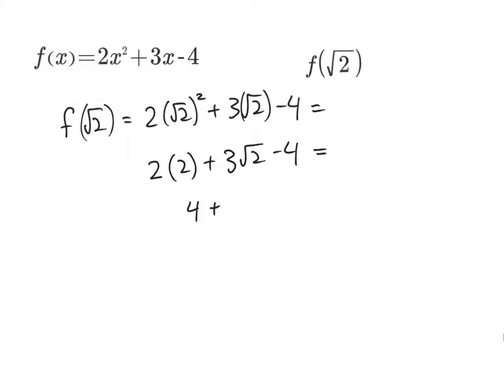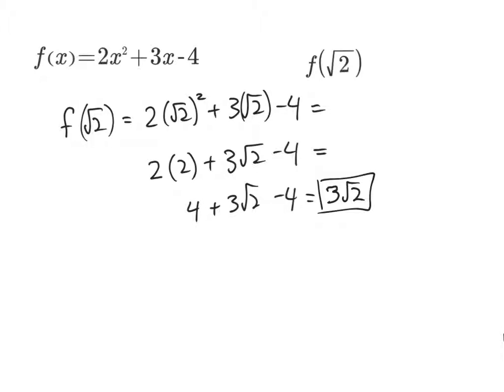4 plus 3 square roots of 2 minus 4. Now, this 3 square roots of 2 cannot combine with the 4 because they're not like terms, but 4 minus 4 is 0, which then means we have 3 square roots of 2 plus 0, which is just 3 square roots of 2.